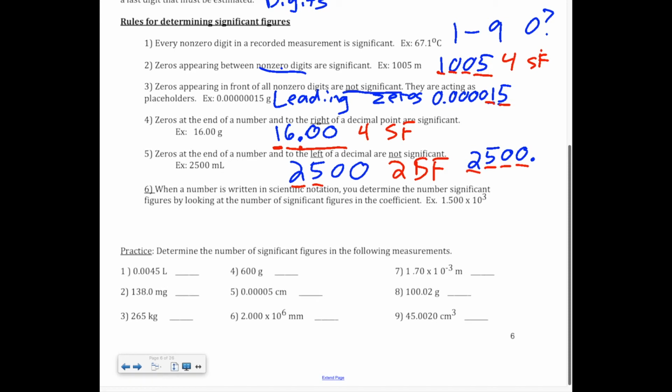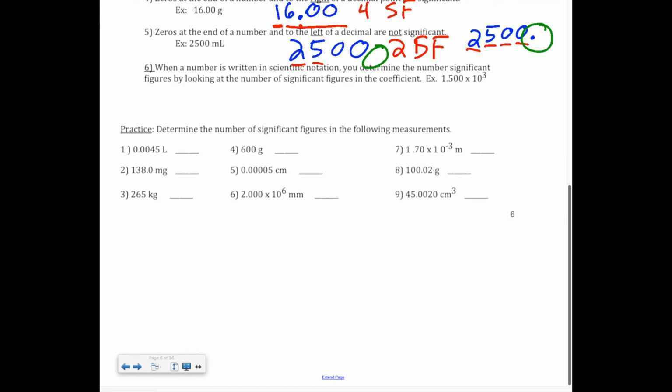Okay, so it is all about the decimal place. Is the decimal place there or not? Okay, so we're going to look at number 6. Number 6 is easy because it is just talking about when a number is written in scientific notation, you determine the number of significant figures by looking at the number of significant figures in the coefficient.